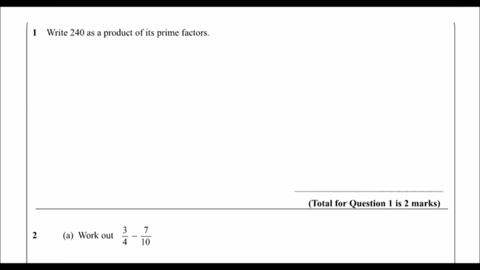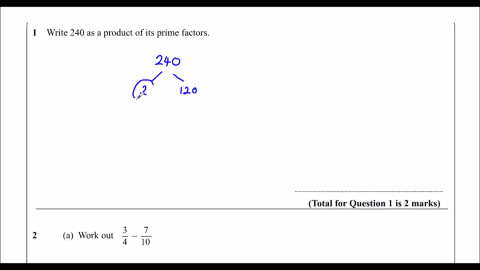Question 1. Write 240 as a product of its prime factors. So product means multiplied. So write 240 as prime numbers multiplied together. So let's break 240 down. So it's 2 times 120.